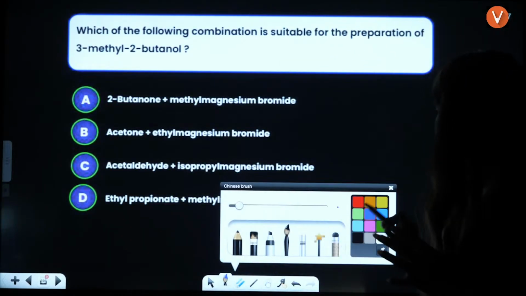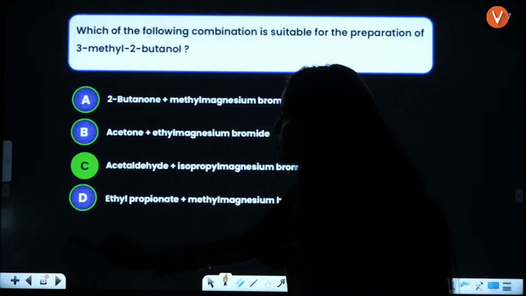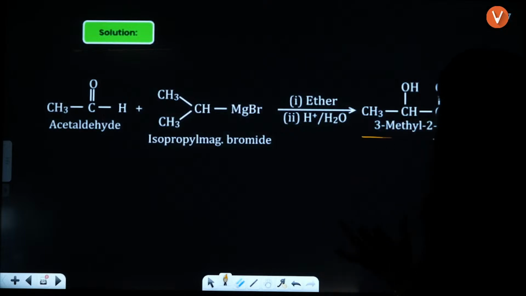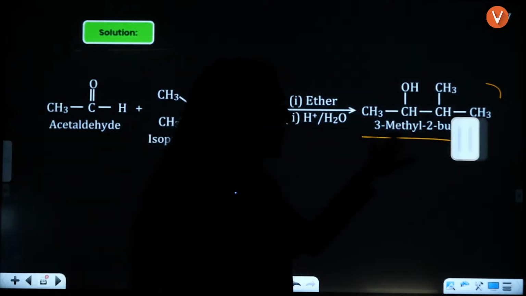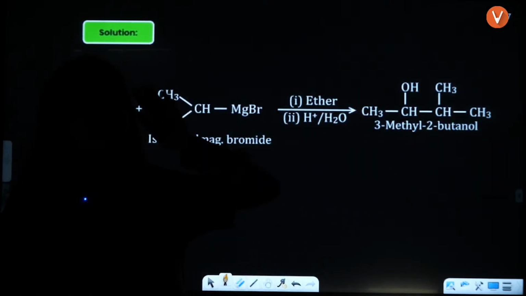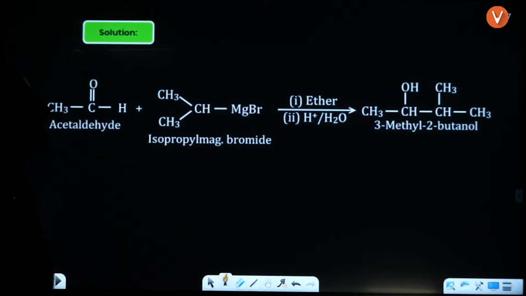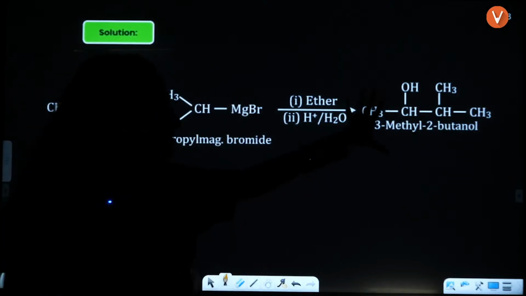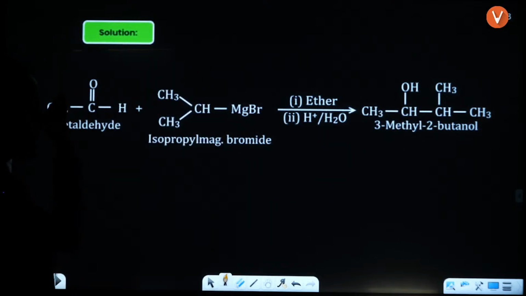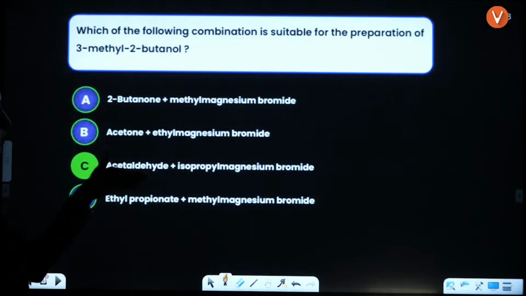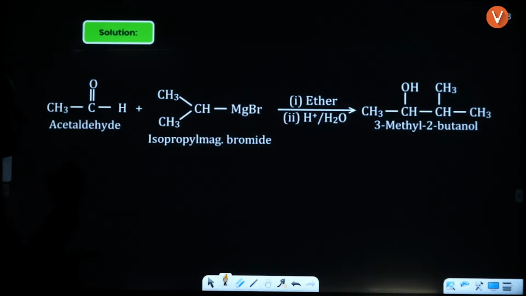Next: which of the following combinations is suitable for preparation of 3-methyl-2-butanol? Let us draw the structure of 3-methyl-2-butanol. This is the structure. Now we are saying how you can form this. They have given some different things here, like 2-butanol, acetone and so on. So the answer is C. How is it the correct answer?